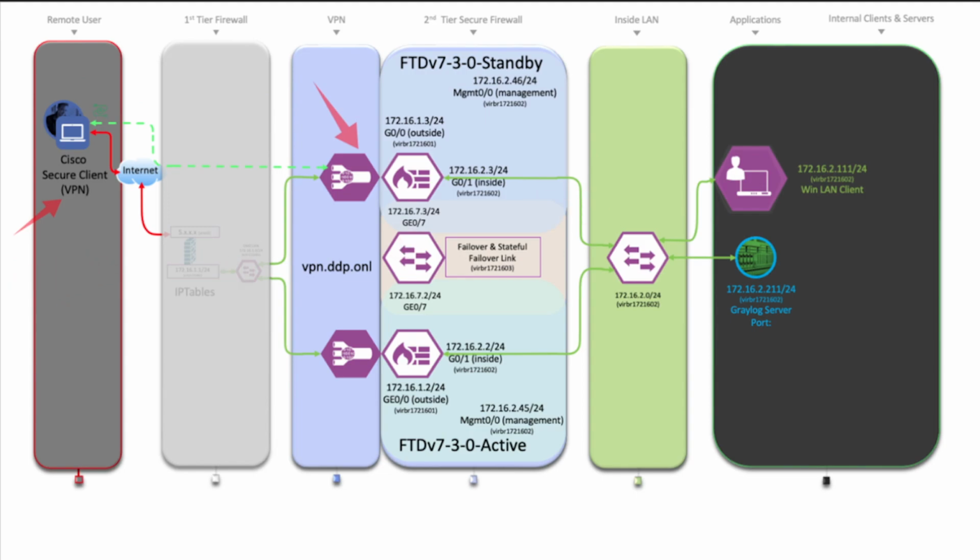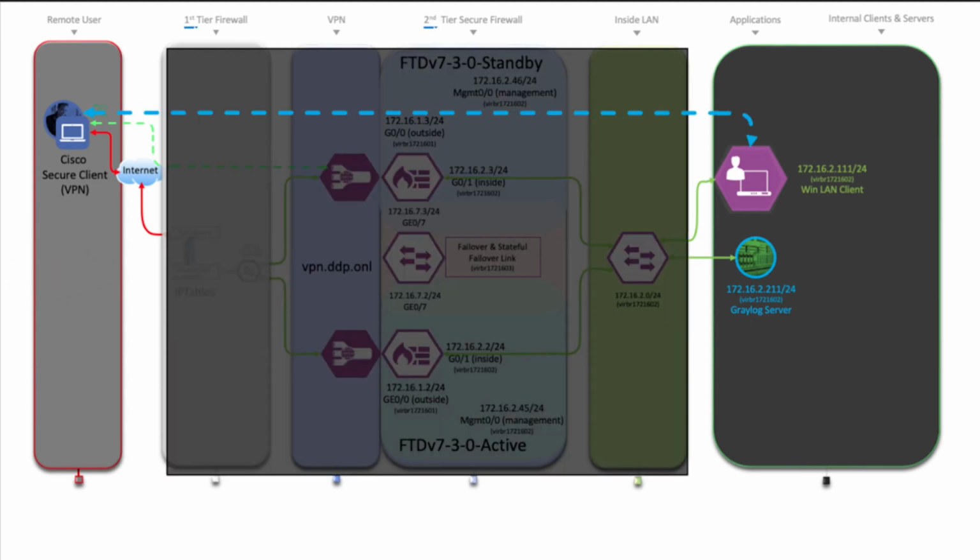And at the end of this setup, we will have the ability to initiate a VPN session from the client to the VPN service on the FTDv, allowing us to initiate an RDP session to the Windows client behind the FTDv firewall through the VPN.